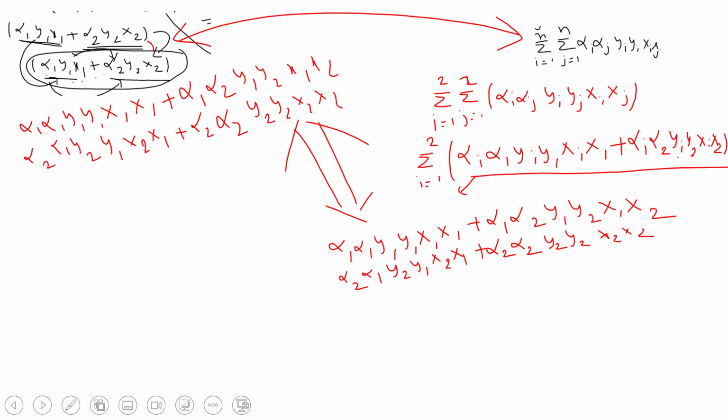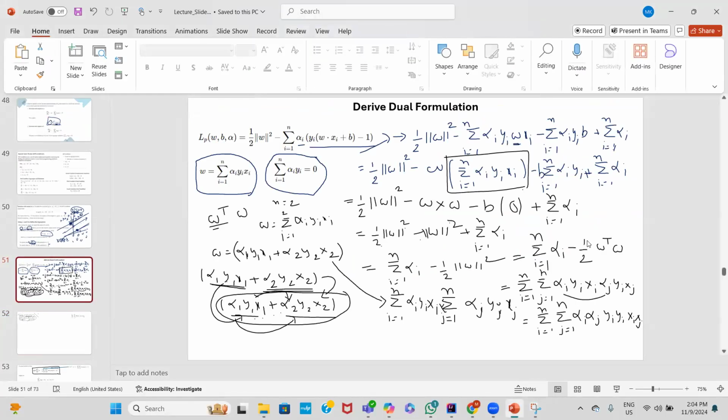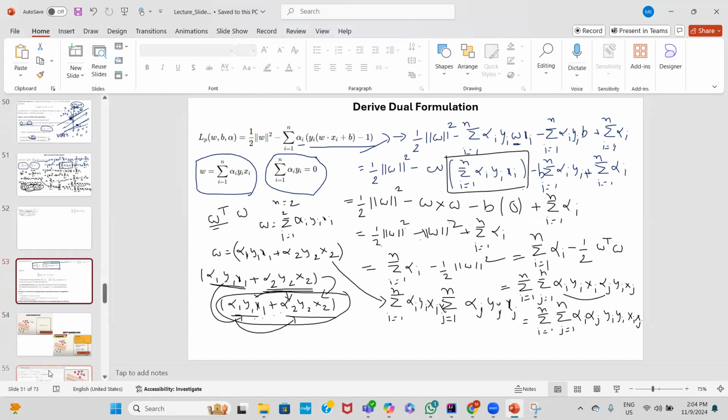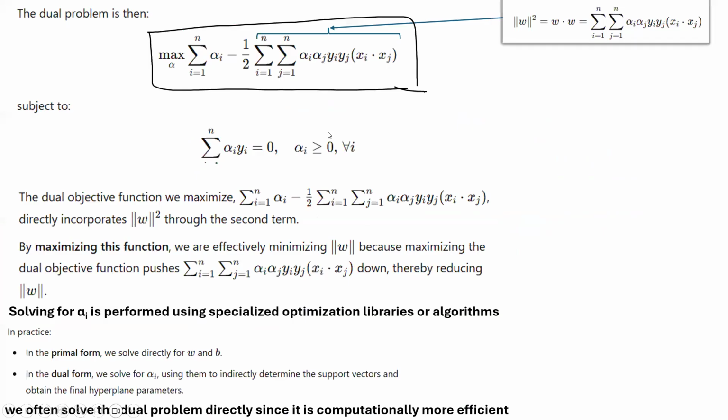So now this derivation is completely turning down to this form, which is called the dual form of SVM. Okay, so this is the dual form of SVM, and we also have some conditions, which is the sum of alpha I y I is equal to 0, and alpha I is always greater than or equal to 0.